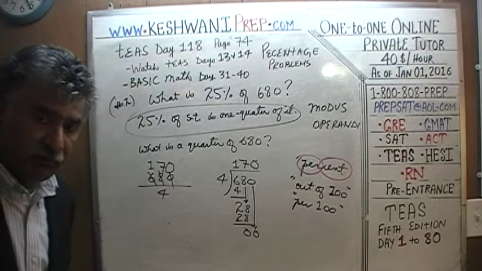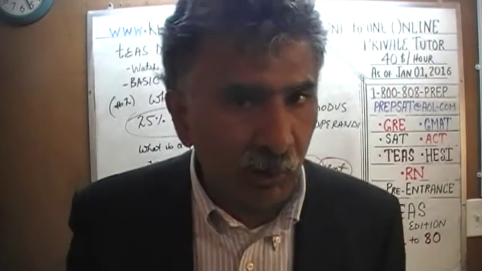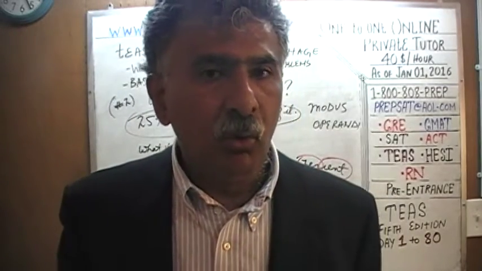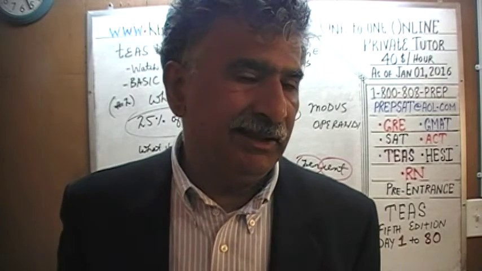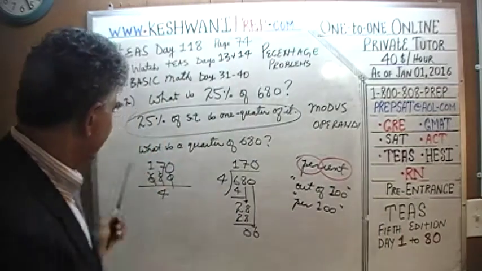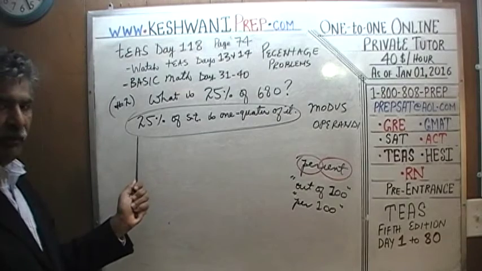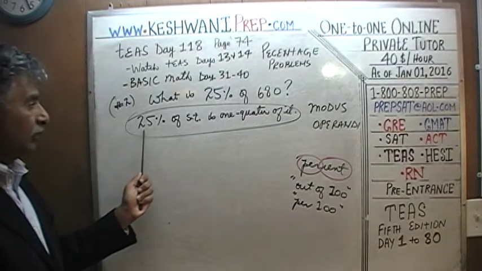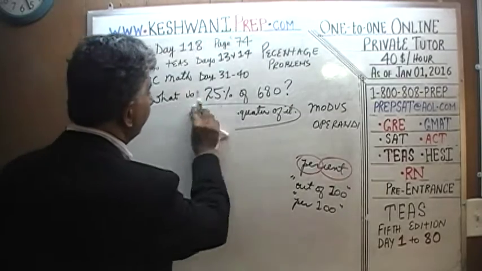Now, the other way you could have done this problem: instead of thinking of 25% as being 1/4 of something, we could have done the problem in a more traditional way, as a percentage problem. Let's do it that way. We're not going to worry about the fact that 25% of something is 1/4 of it. We're simply going to do it as a percentage problem.